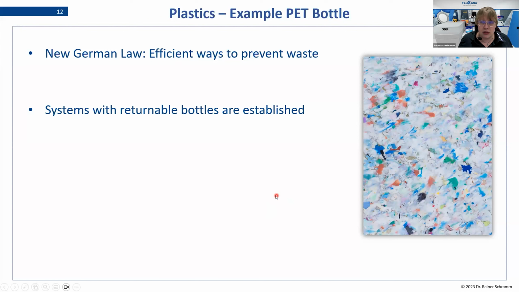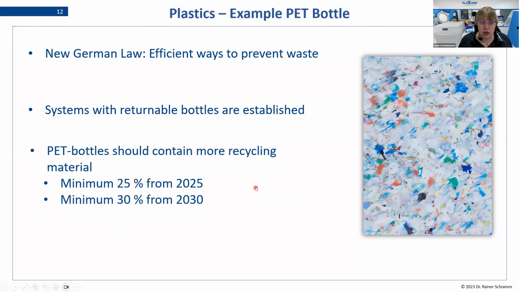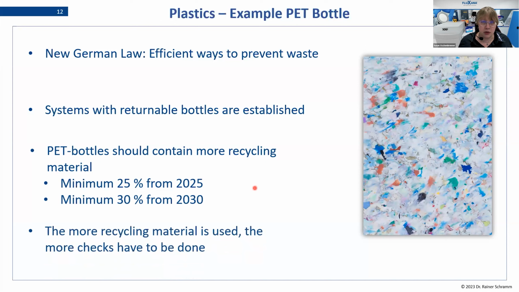Now there are bottles that can be reused and some bottles that are returned that are still going to waste. And these are the PET bottles. And the PET bottles should now contain more recycling material according to this new law. So minimum 25% from 2025 and 30% from 2030. When we are looking at recycling material that is used for these bottles, the more recycling material we use, the more checks have to be done in all different aspects of the production here.